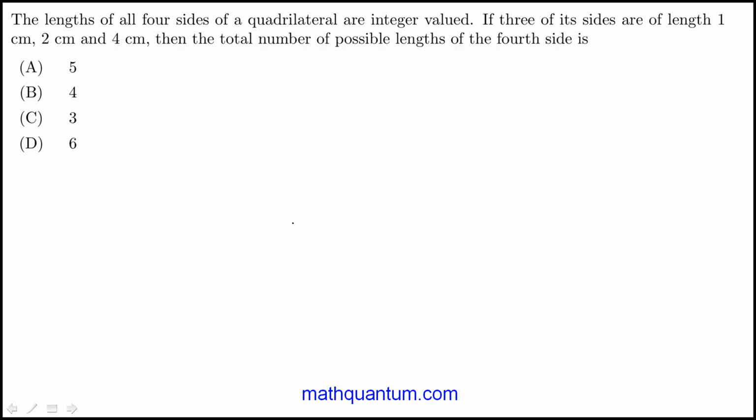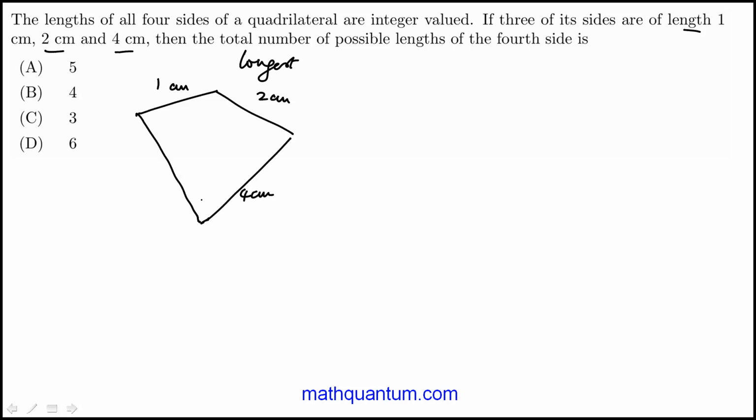So here we'll look at the two extremes. One is where the third side is the longest, and to make it the longest, for example, let's say this is what the quadrilateral looks like, 4 centimeter. This is one possible scenario, and I need to maximize this.